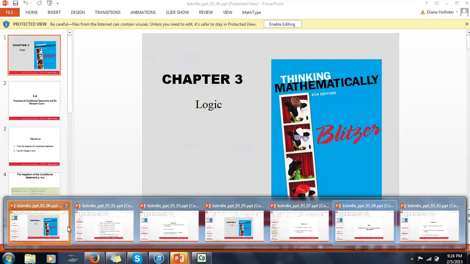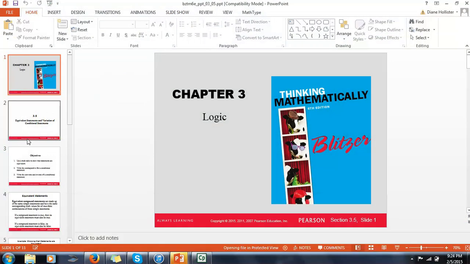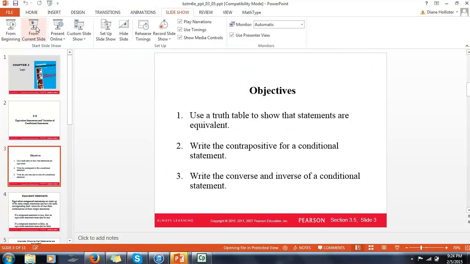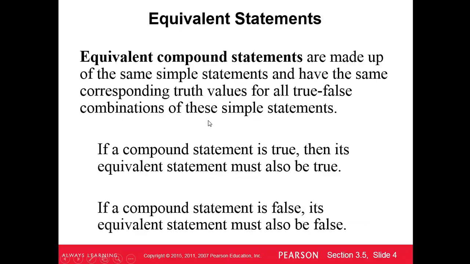Okay, moving on, we're going to continue on with section 3.5 and take a look at the objectives having to do with conditional statements and equivalent statements. If we want to talk about equivalent compound statements, they're made up of the same simple statements and they have the same truth value for true-false combinations.